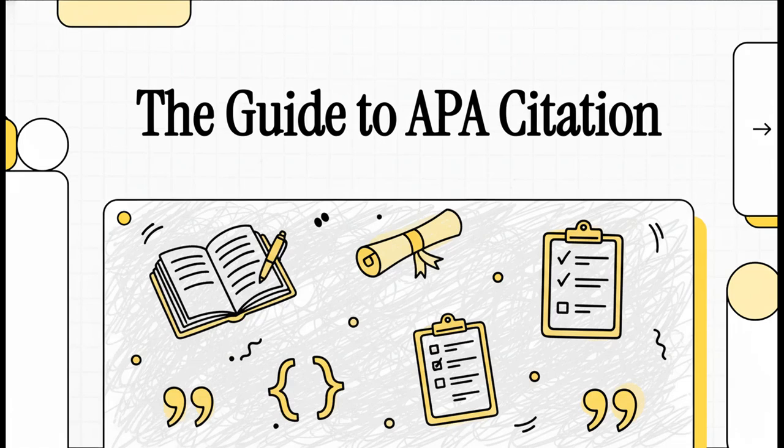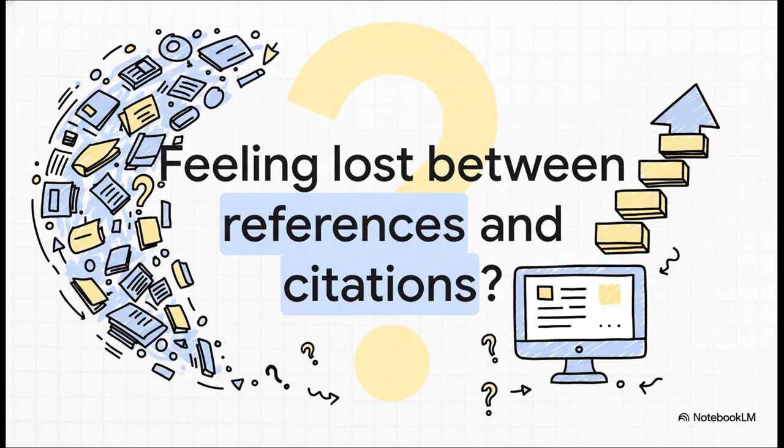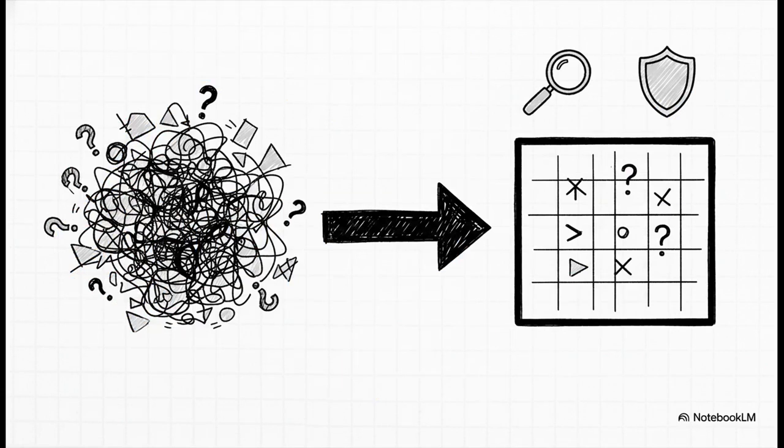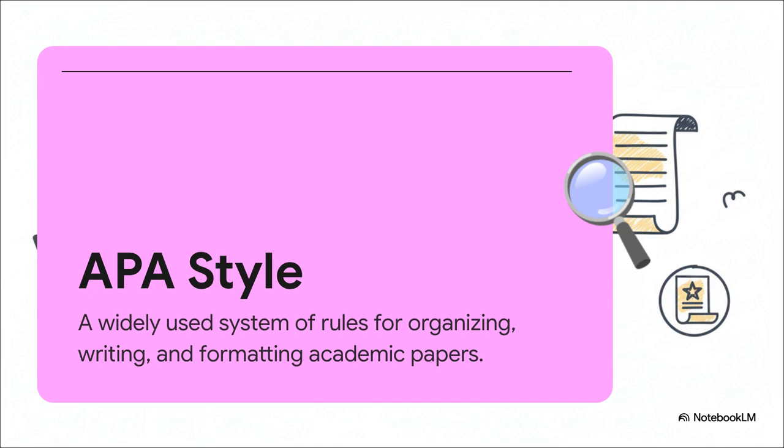Welcome to our guide on APA citation. It's pretty much the key to all academic writing. Ever feel like you're drowning in sources? Don't worry, there's a simple fix for that. To make your work clear and credible, you really just need a good, consistent system. And that system is APA style. Trust me, it's way simpler than it looks.